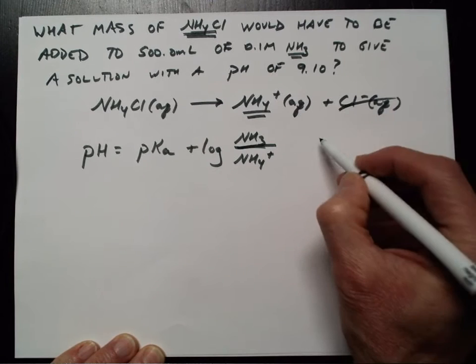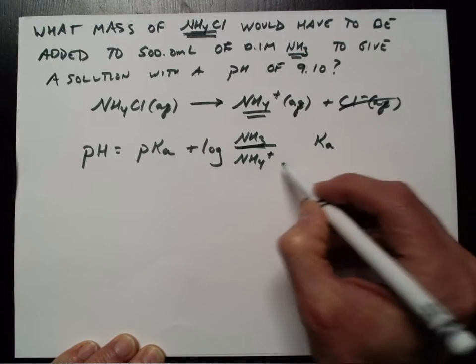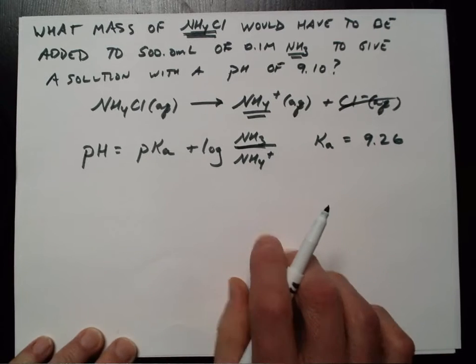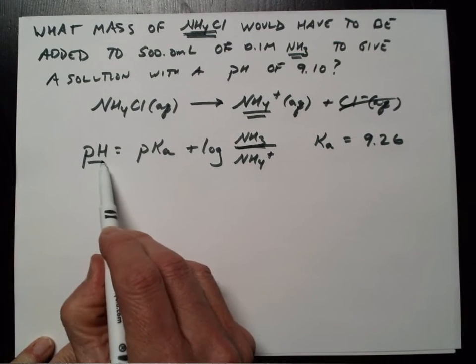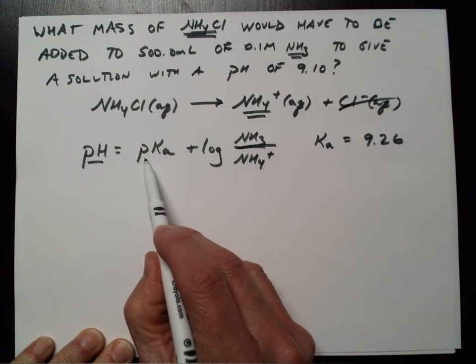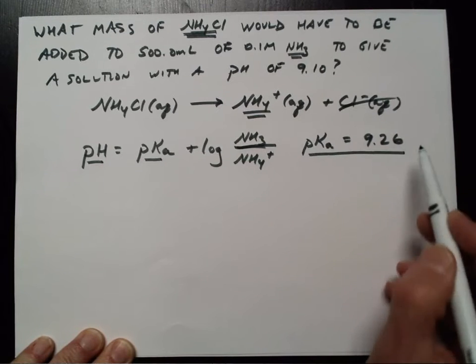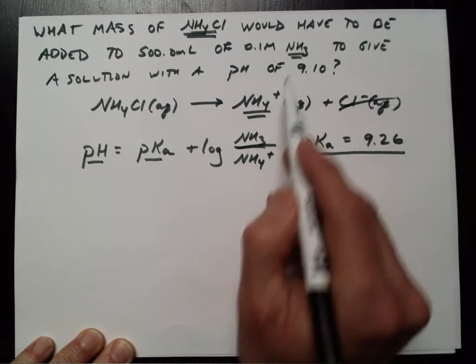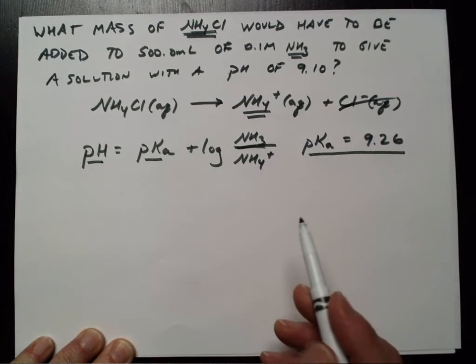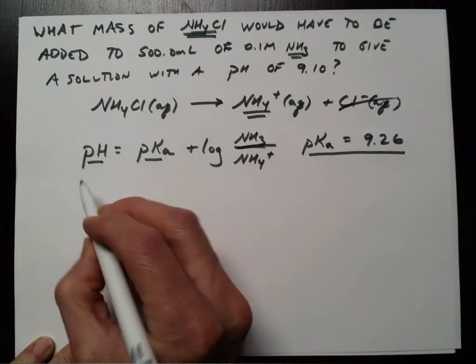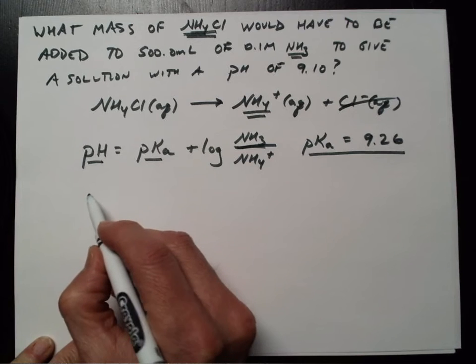And you might remember in the last problem, we showed that the pKa for ammonium is 9.26. So let's see. I know pH. I know the pKa. Sorry, this should be pKa, not Ka. And I know the concentration of ammonia. So this is the only thing that I don't know. All right, so let's dig in here.